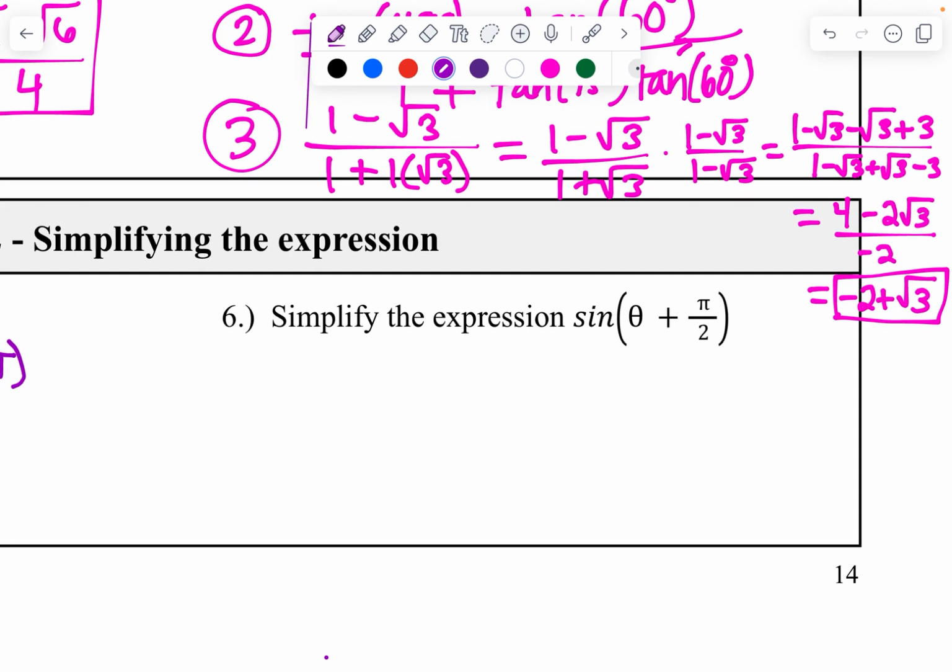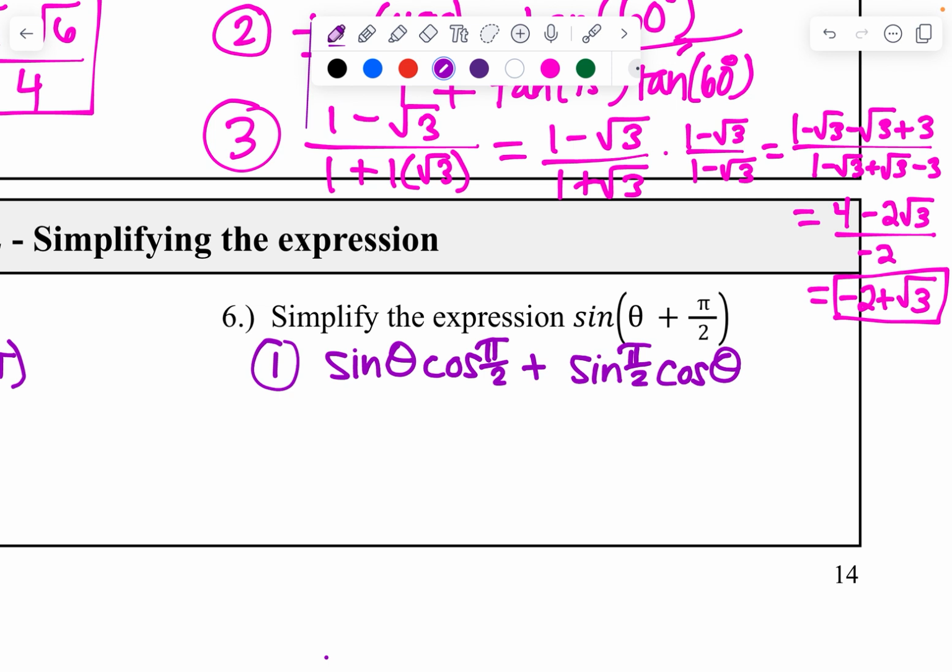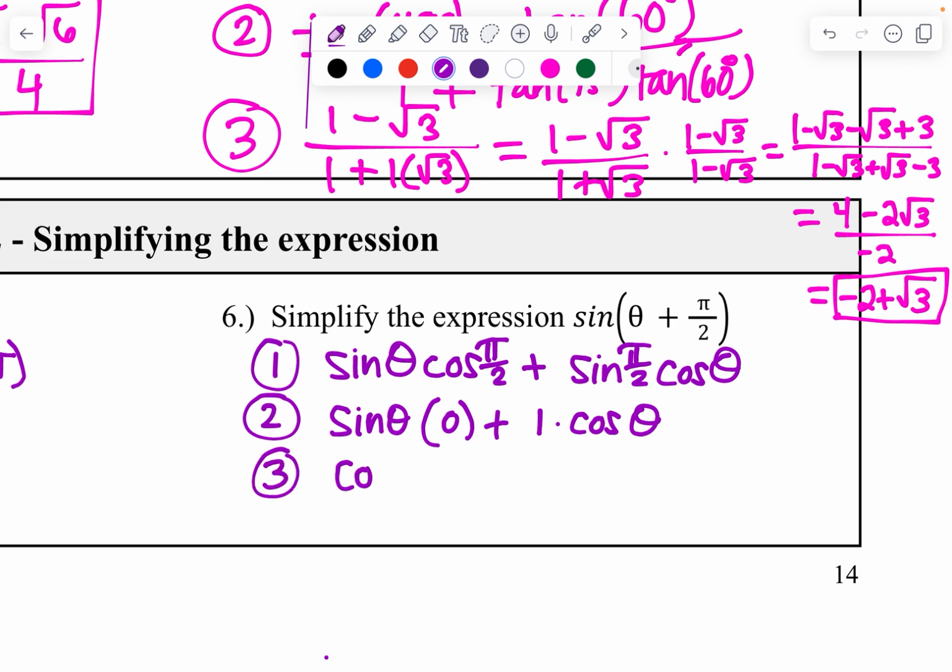All right, so the sine formula we can use to simplify this one. So we'll do the sine of theta times the cosine of pi over 2 plus the sine of pi over 2 times the cosine of theta. So then we evaluate cosine of pi over 2, that's 0. The sine of pi over 2 is 1. And so we're just left with cosine of theta.